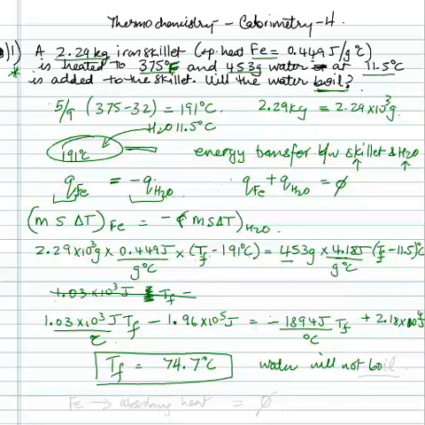The key thing here to remember is that the energy transfers are complete. If you have something giving off heat, then something else is going to be absorbing heat, and so that energy should be equal to 0. That's the key thing over here to solving this problem.